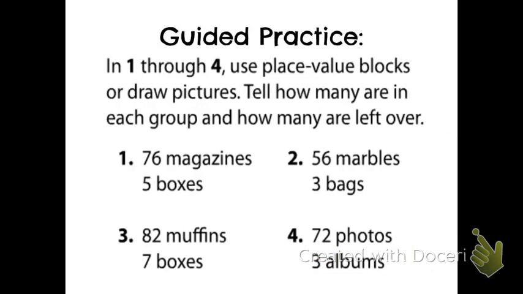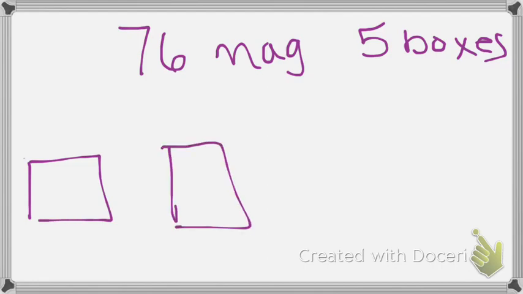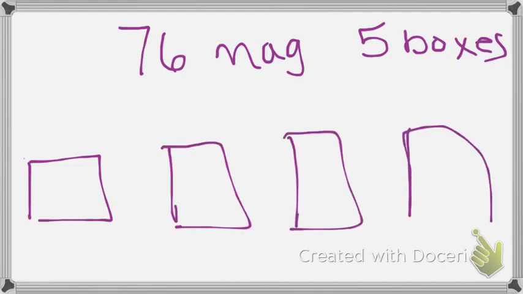We're going to take a look at some of these problems together, and then I'm going to have you try one on your own. We're going to start with number 1, 76 magazines in 5 boxes. So for this one, we have our 76 magazines that need to be separated into 5 boxes. To start, I'm going to draw my 5 boxes.